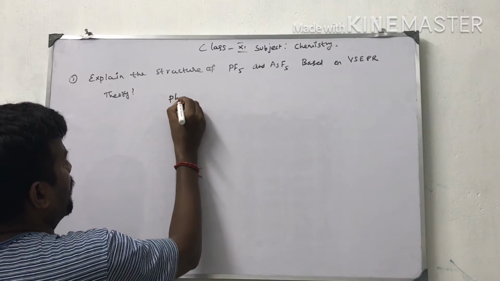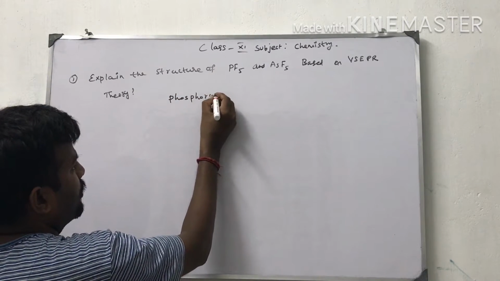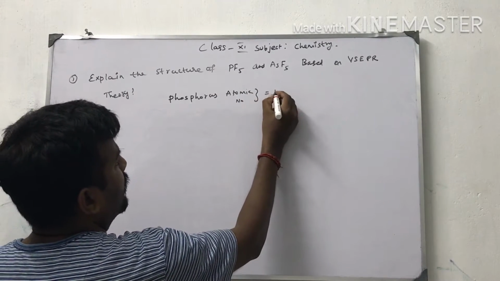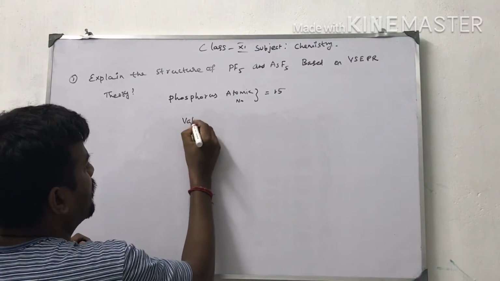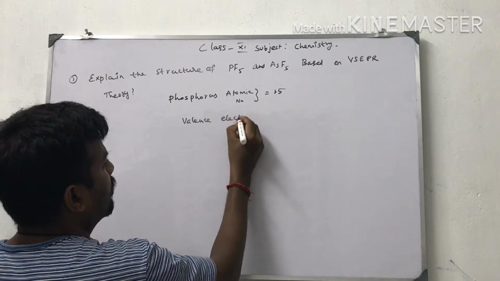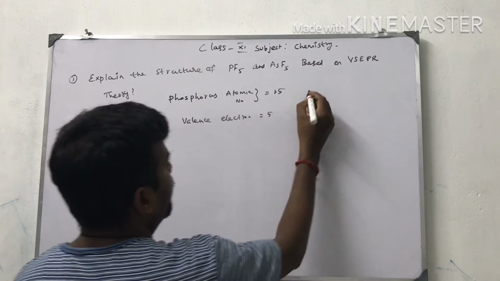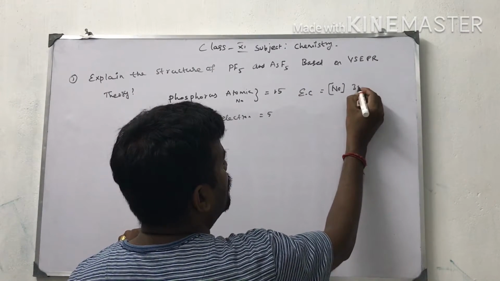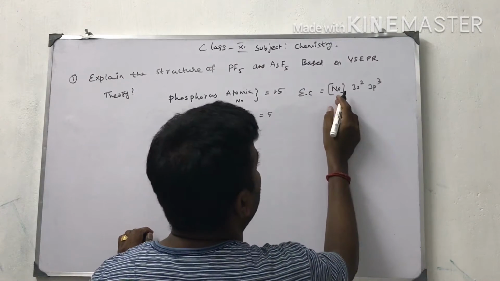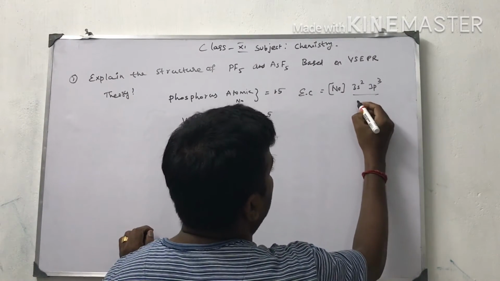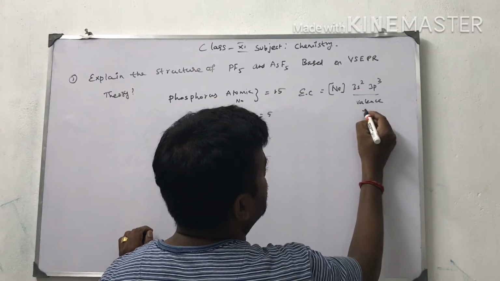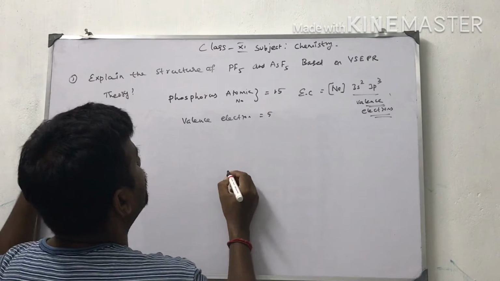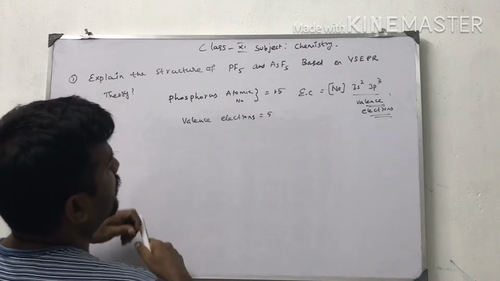Phosphorus: atomic number equal to 15. Valence electrons equal to 5. How 5? Electronic configuration is neon 3s2 3p3. So up to neon, 10 electrons are over. The remaining are called valence electrons. Totally 5 electrons are there. So valence electrons are 5.